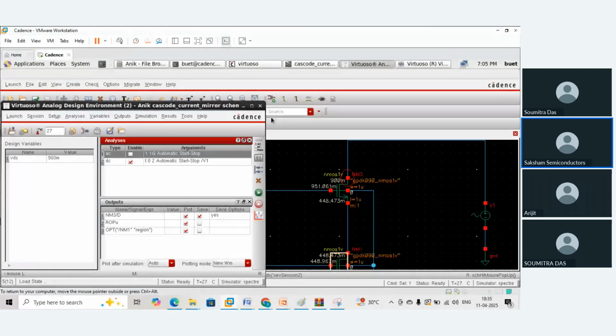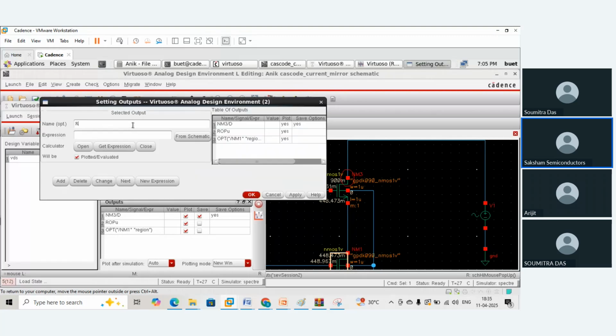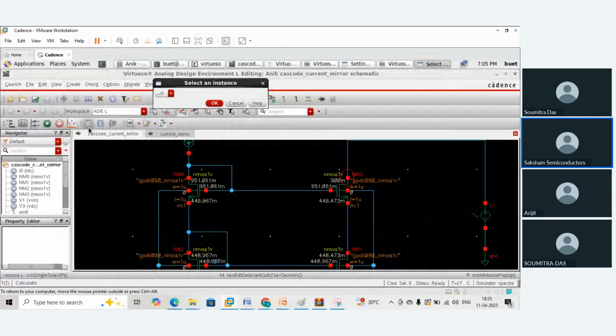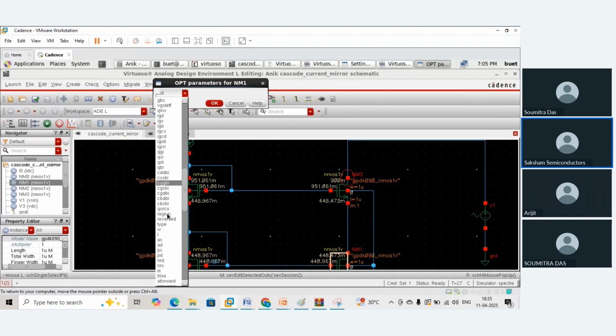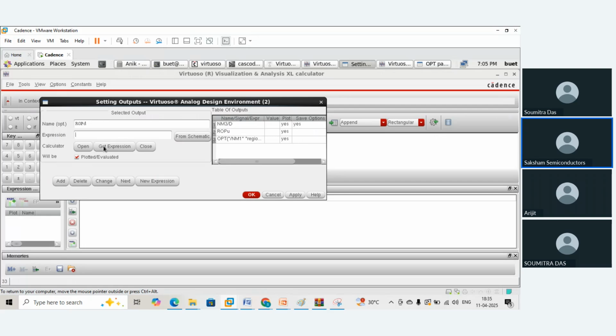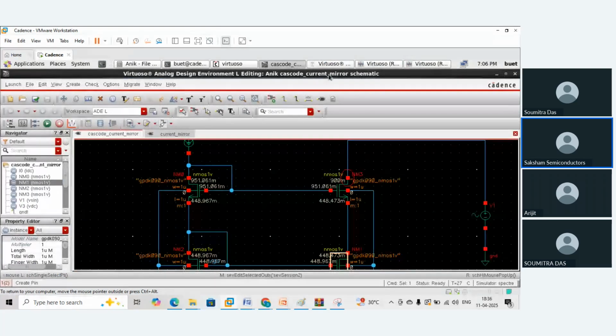Close the calculator. Outputs, setup, ROP down, open the calculator. Operating point, down transistor. In that list opens and I'll choose the region, and then I'll come back to this thing, get expression, and I'll say add ROP down. Say okay. I'll then remove all these things.